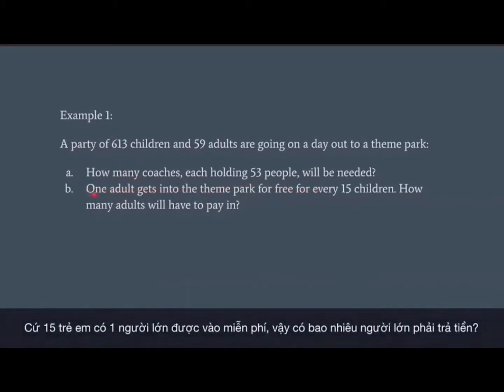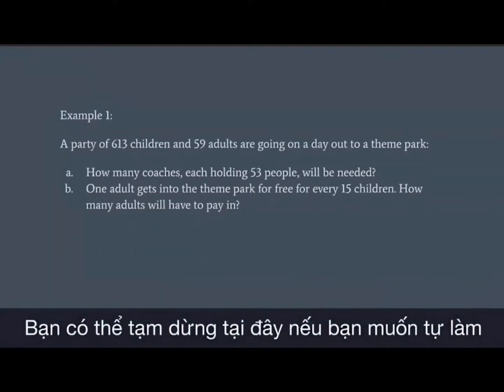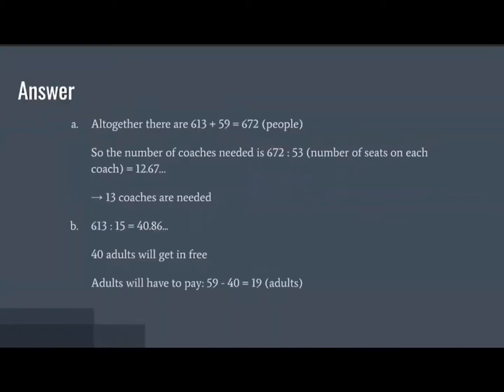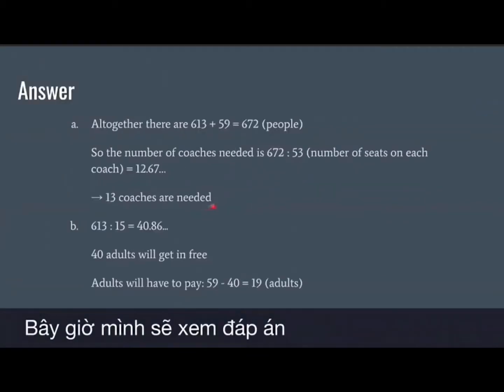And in question B, one adult gets into the theme park for free for every 15 children. How many adults will have to pay? You can pause here if you want to do it by yourself. Now we'll go to the answer.